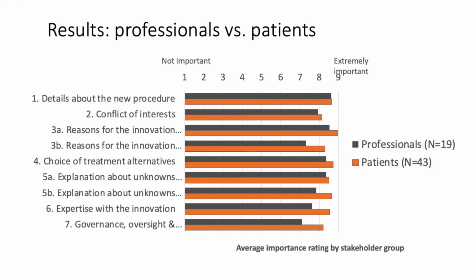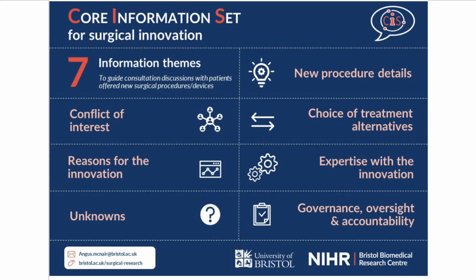And I just want to leave you with one thought, that when we compare the results between patients and professionals, we're starting to see some interesting changes. For a start, the patients think that all of them are more important than professionals, but also some of the issues, perhaps the thornier ones around governance or expertise, these sorts of things, patients think are slightly more important than professionals. So in conclusion, we have used robust methods to develop standards of information for surgical innovation.